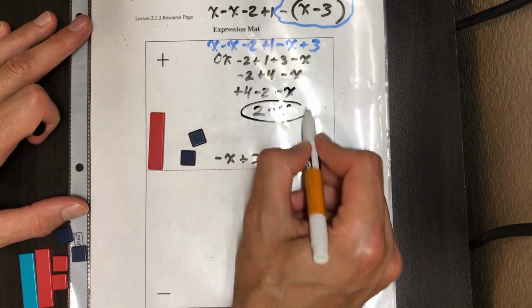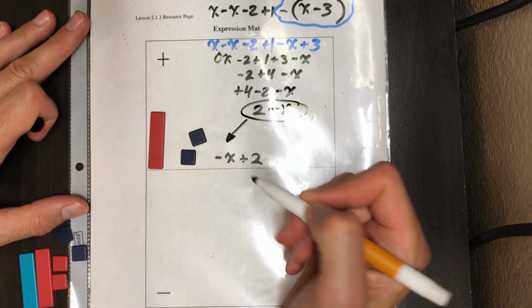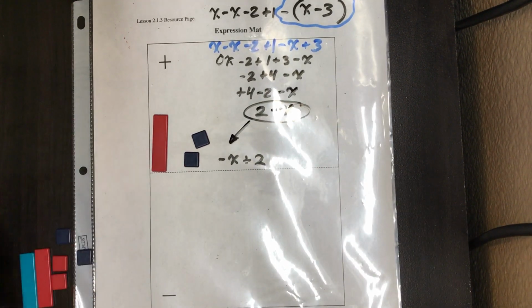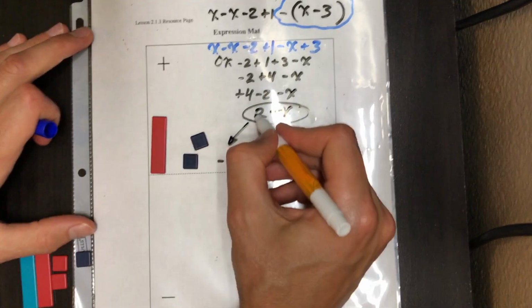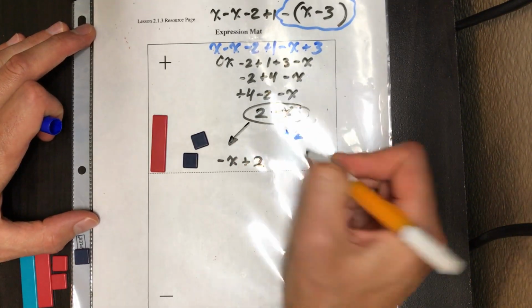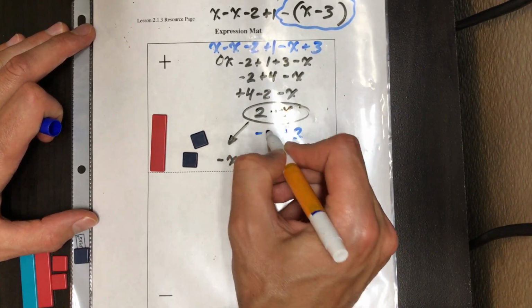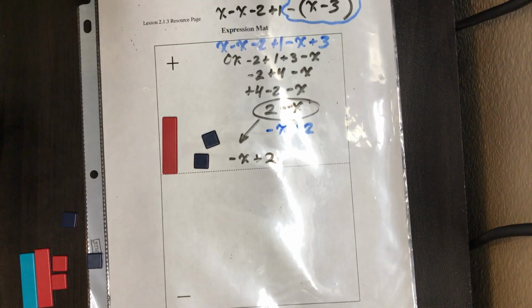I know that doesn't look the same as what I wrote earlier, and that's fine. Because if we think about it, I still have 2 positives, which I could rewrite as 2 positives, and I've got a negative x, which I could put up in front as a negative x, and now they look the same.